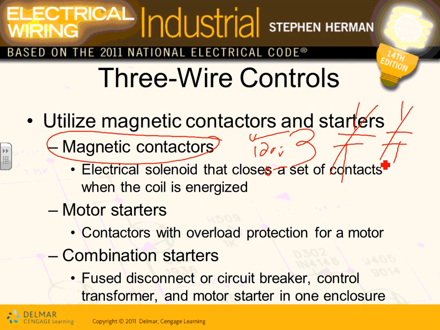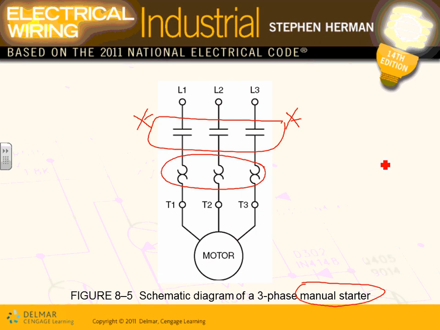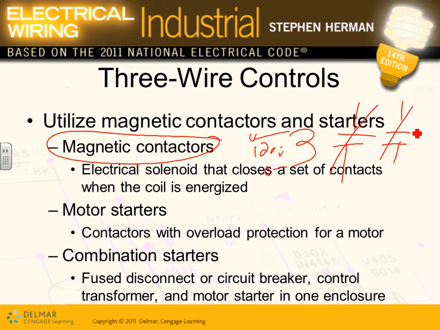You have to have a coil. This one, guys, is not a magnetic contactor. These contacts are driven and closed manually. They look like a magnetic contactor, but I can make this a magnetic contactor by putting a coil here with 120 volts and making this coil drive these contacts. Now it's a magnetic contactor. So that's your magnetic contactor: it has a solenoid, which is your coil, that closes a set of contacts to energize the load and opens them to de-energize it.